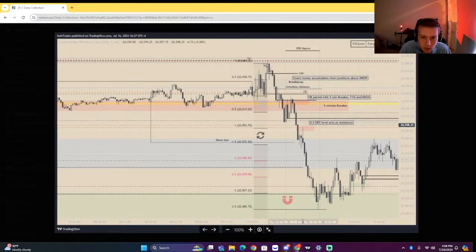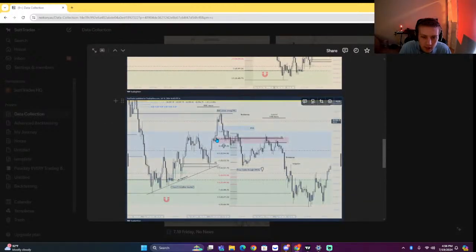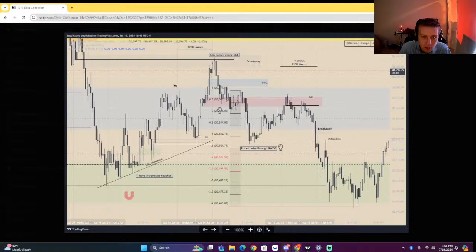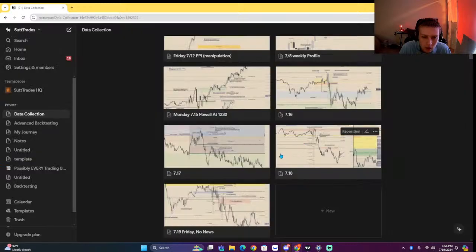Here we have manipulation right here, draw on liquidity, immediate rebalance here, breakaway gap, smart money has accumulated a short position above midnight open, and then the 950 macro distributes. What did that 1050 macro look like? The 1050 macro was a retracement up to buy side, and then the 1150 macro distributed price lower. Very nice, very nice.